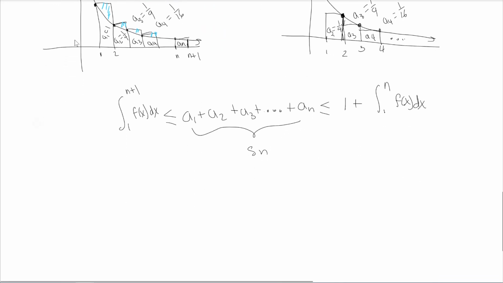So my sum, so the integral from n plus 1 of f of x dx is less than or equal to essentially the sum, k equals 1 to n, whoops, let me call that a k.